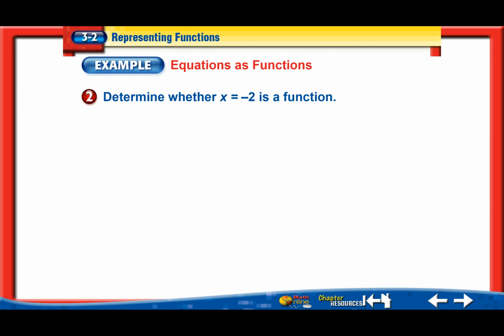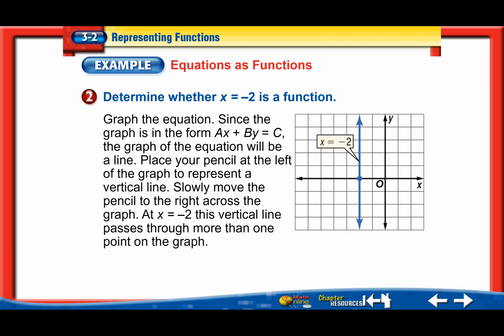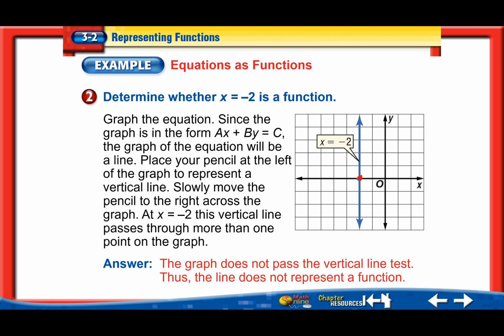All right, determine whether x equals -2 is a function. If we graphed this out, it would graph as a vertical line at x equals -2. So really, I would count over 1, 2, here's x. And for every value, no matter what y is, because there's no y here, it would always be that. So does this pass the vertical line test? The vertical line passes through more than one point on the graph. If I placed a pencil on here, or I'm just going to draw straight up and down, I would say, no, it does not pass the vertical line test. Therefore, it is not a function.